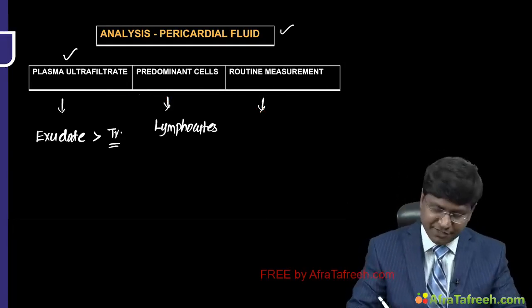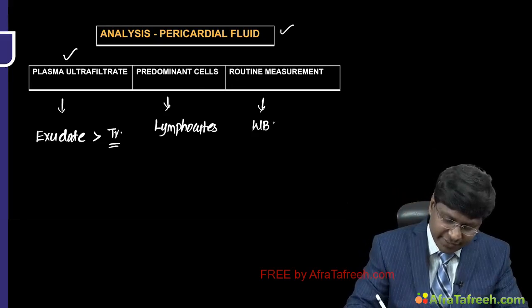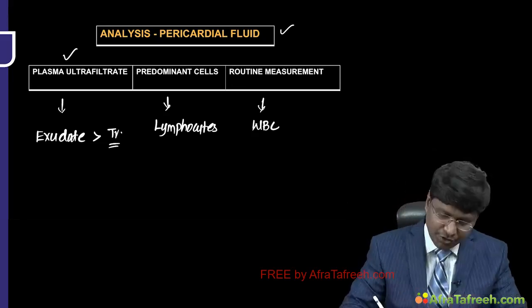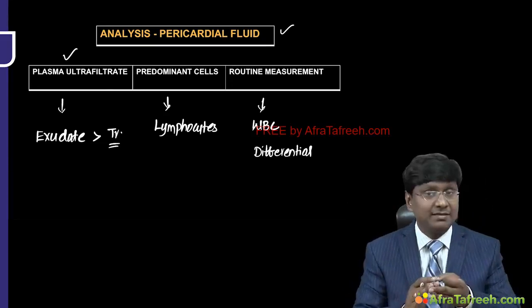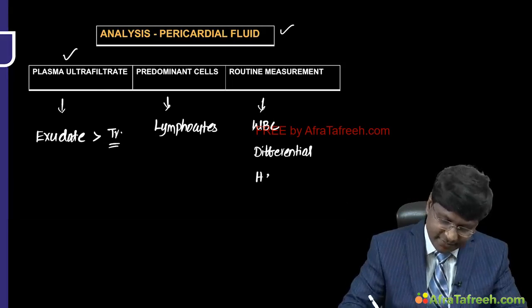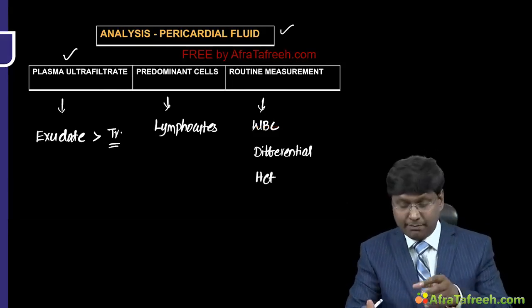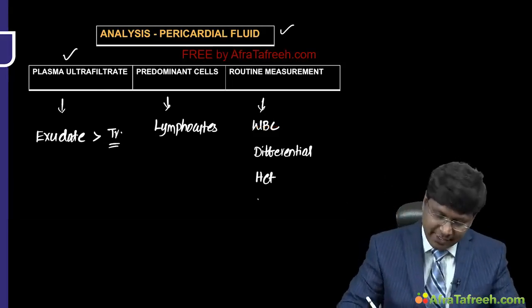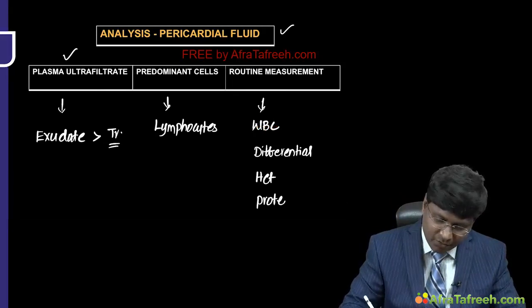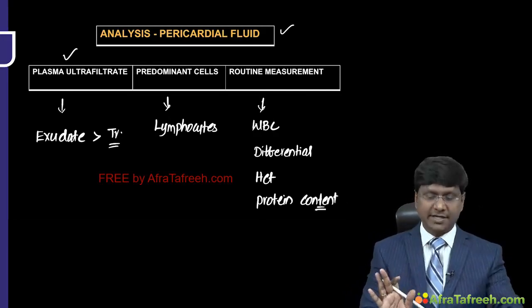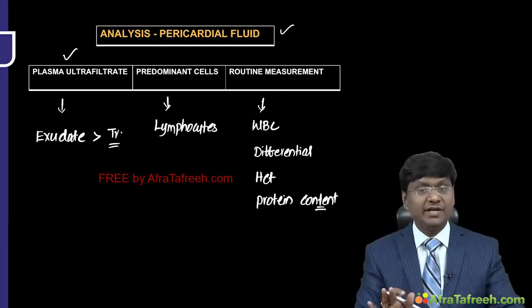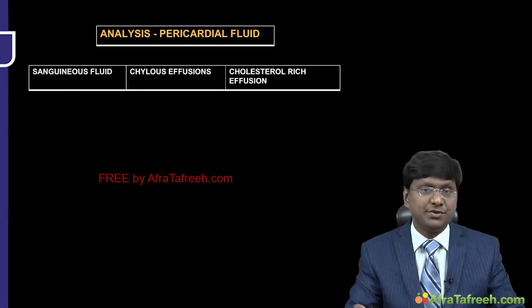And you have to send the fluid for the routine measurements. What are the routine measurements you have to check for? You have to check the WBC count. You have to do the differential count. Third, you need to measure the hematocrit. And you also need to look at the protein content. So that is the routine analysis that you need to do.